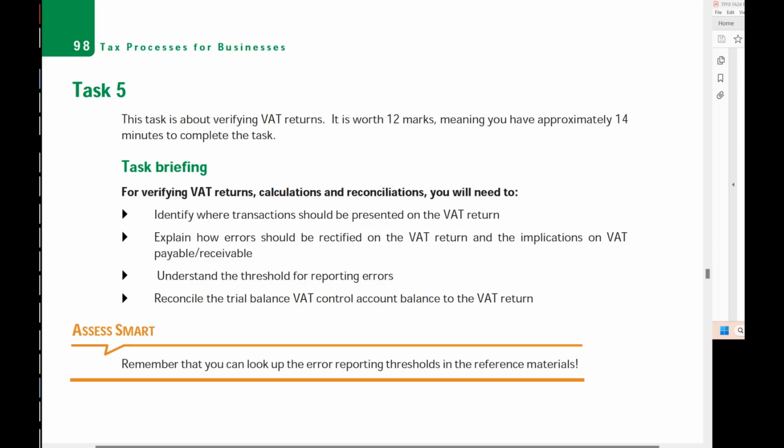So what sort of things are going to be in here then? Identifying where transactions should be included on our VAT return. Errors, how to correct them. Talks about thresholds for reporting of errors, and then reconciling the trial balance VAT control to the VAT return. The reference material is particularly helpful on the area of errors. Error reporting thresholds are in the reference material, so I would definitely consult it for that.